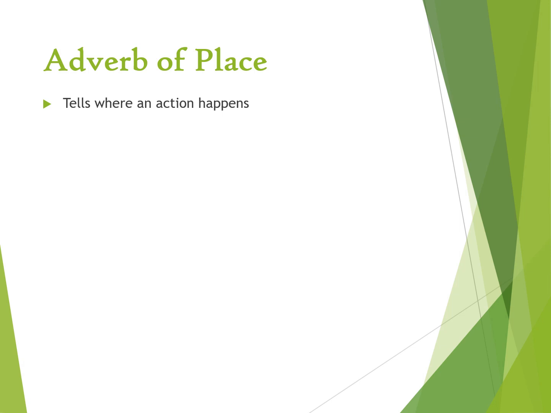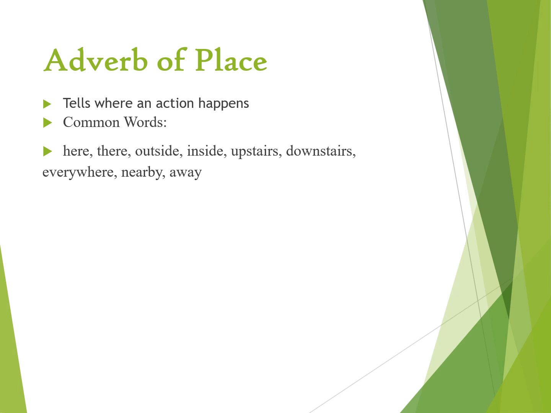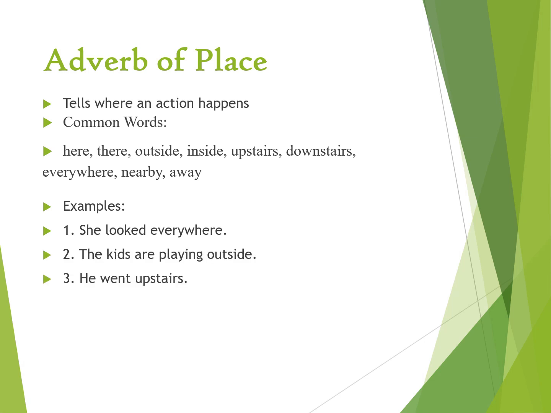Adverb of place tells where an action happens. Common words: here, there, outside, inside, upstairs, downstairs, everywhere, nearby, away. Examples: she looked everywhere. The kids are playing outside. He went upstairs. So here you can see everywhere, outside, upstairs. These words are showing the place, and these words are adverbs of place. Key point: they show direction or location where the action is happening.